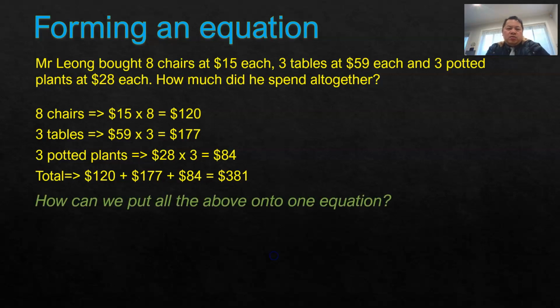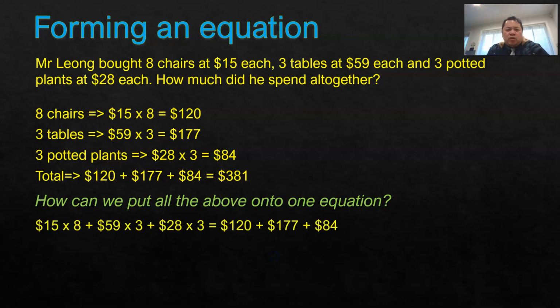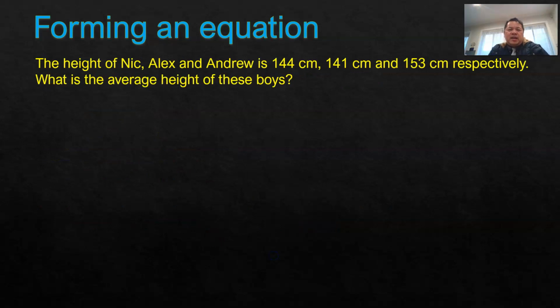What you can do is you just have to combine all of them together. So for the total price, you have 15 times 8, which is the cost of the 8 chairs, plus 59 times 3, which is the cost of the 3 tables, plus another 28 times 3, which is the cost of the 3 potted plants. From there, you get the individual costs, and then after that, you sum them together. Isn't this neater? Much faster? Okay. Let me give you another example.